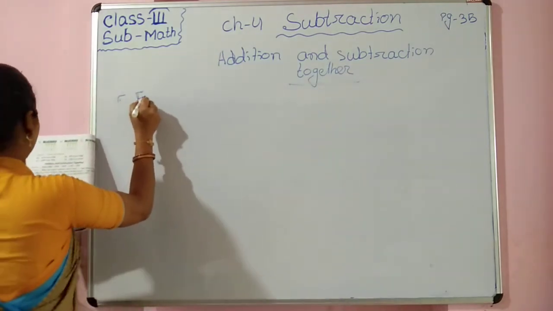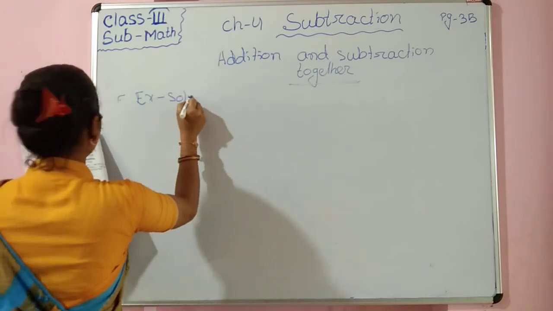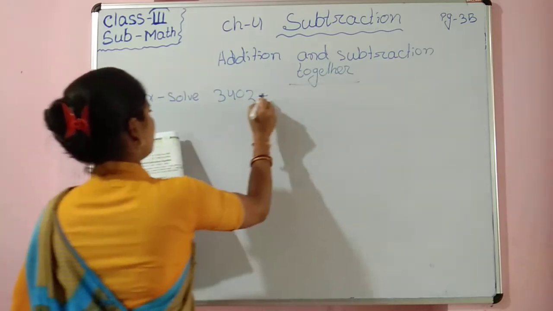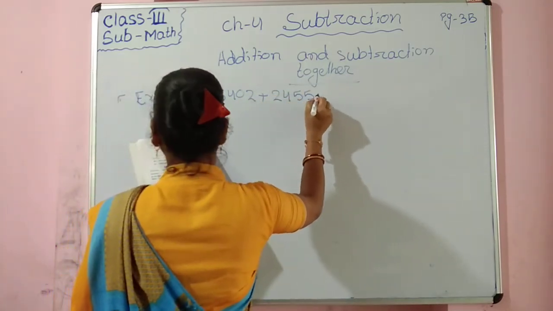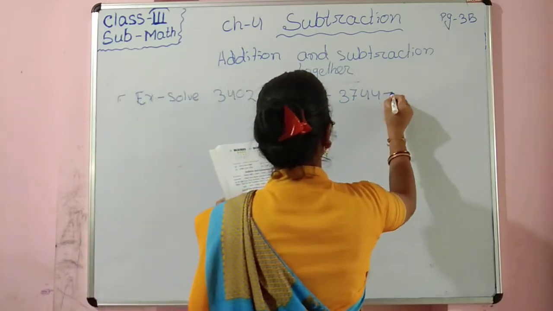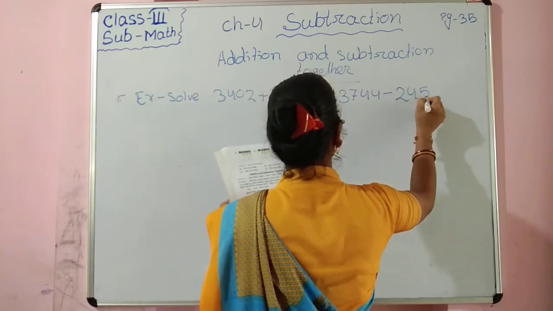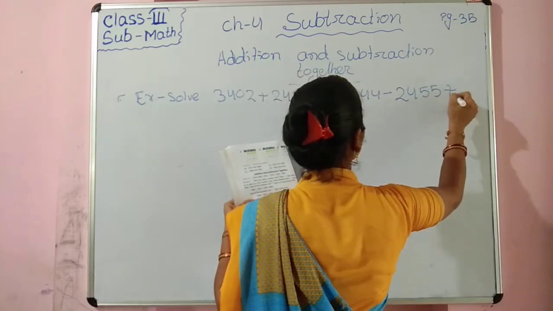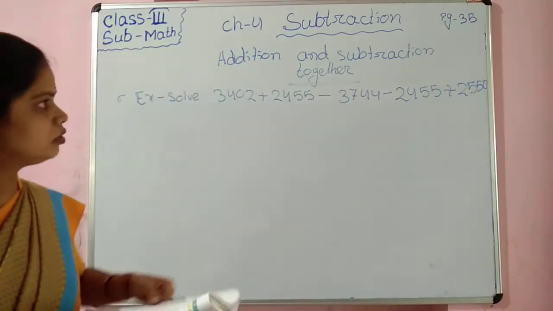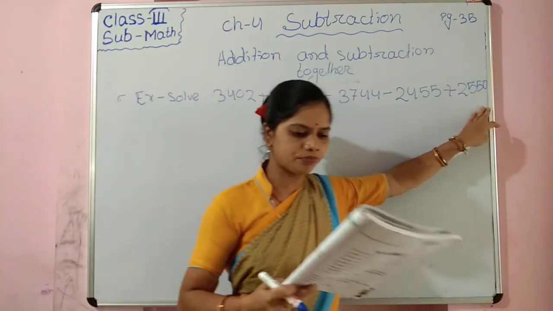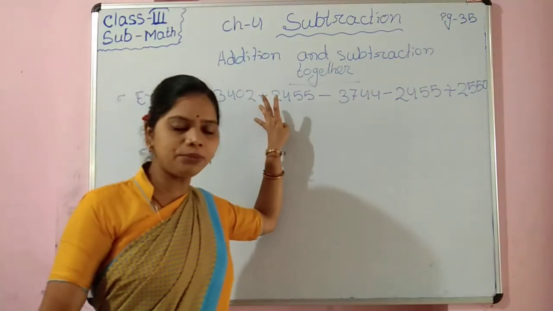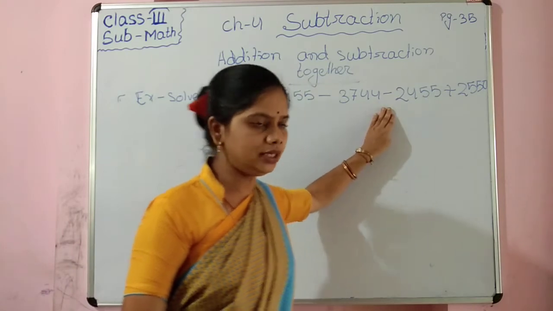An example, we have to solve 3402 plus 2445 minus 3744 minus 2455 plus 2550. Look here, in this question there are some positive integers and there are some negative integers.